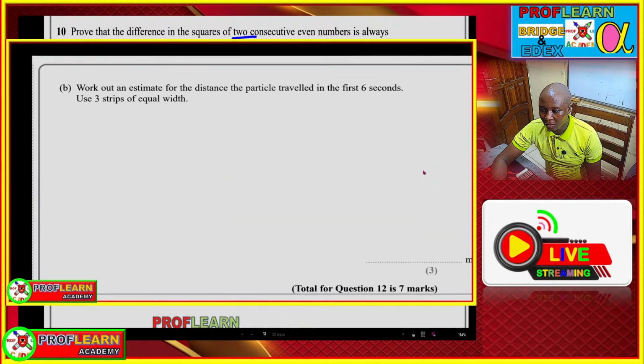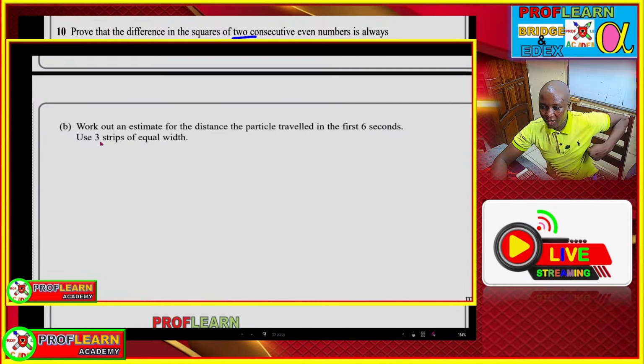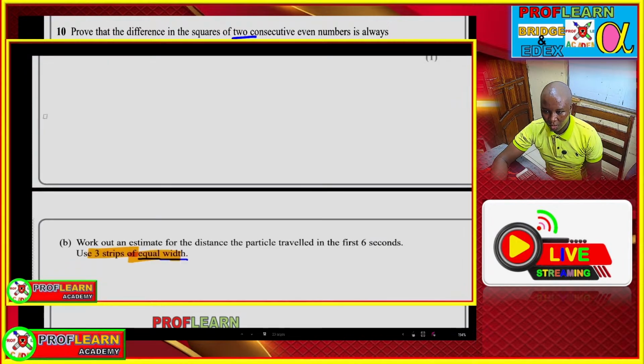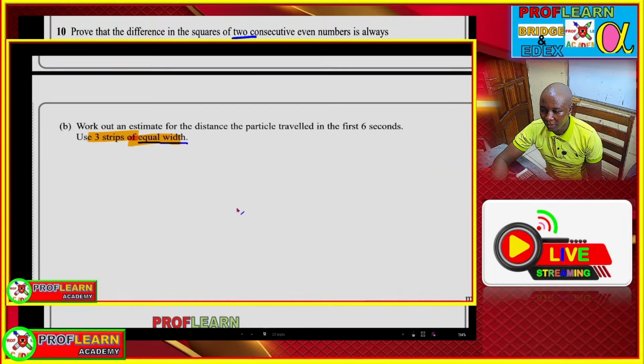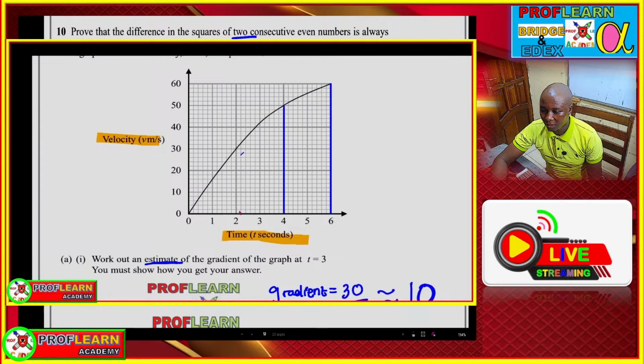Moving further, we are going to work out an estimate of the distance traveled by the particle in the first 6 seconds. So with 3 equal strips, let me just erase this so that we can have our strips well demarcated there. You can see our strips, the 3 strips, and then we can now apply trapezium rule in order to work this out. You can see the height of each strip is actually 2, so we can apply trapezium rule here so that we can find the area.